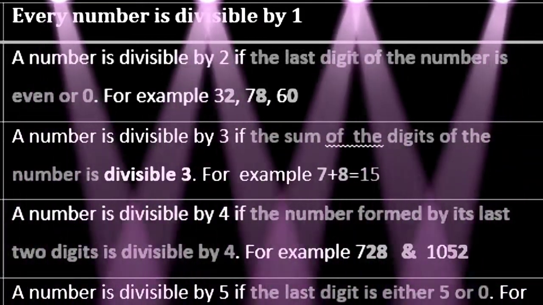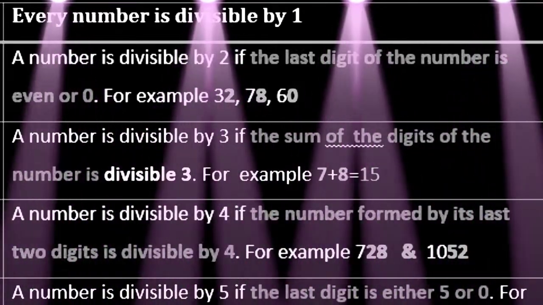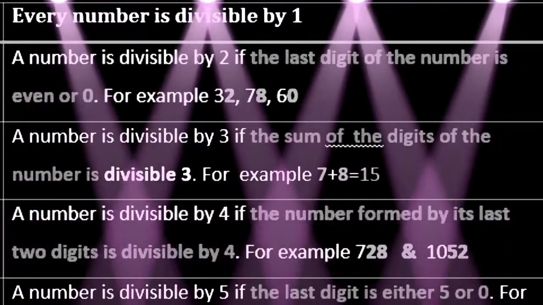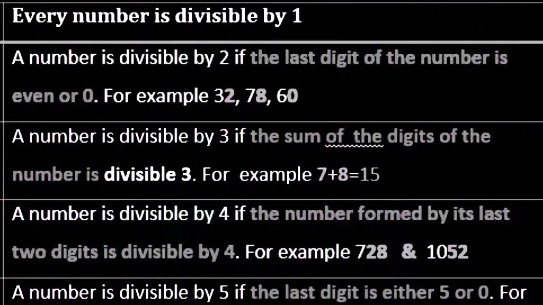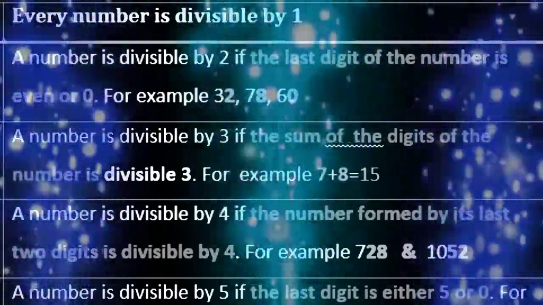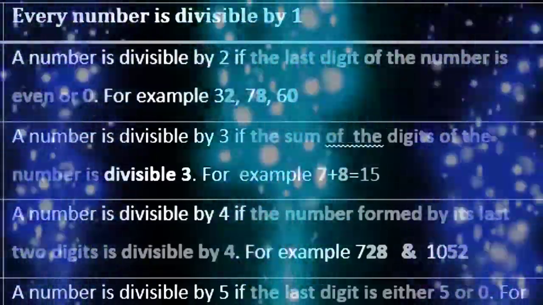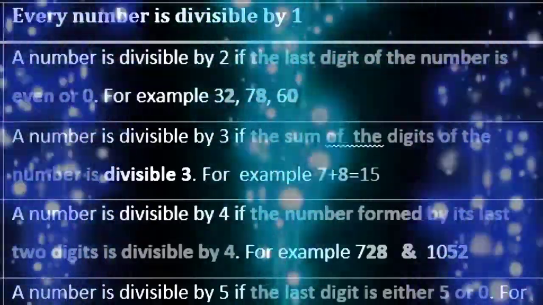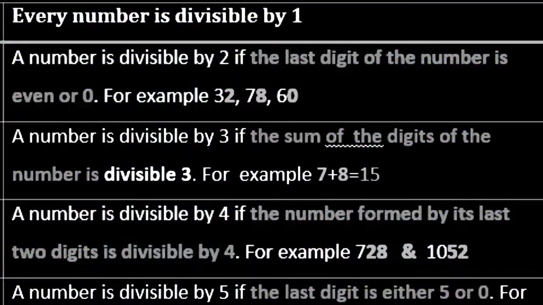A number is divisible by 3 if the sum of the digits of the number is divisible by 3. For example, take the number 78: 7 plus 8 is equal to 15, and 15 is divisible by 3. A number is divisible by 4 if the number formed by its last two digits is divisible by 4. A number is divisible by 5 when its last digit is 0 or 5.